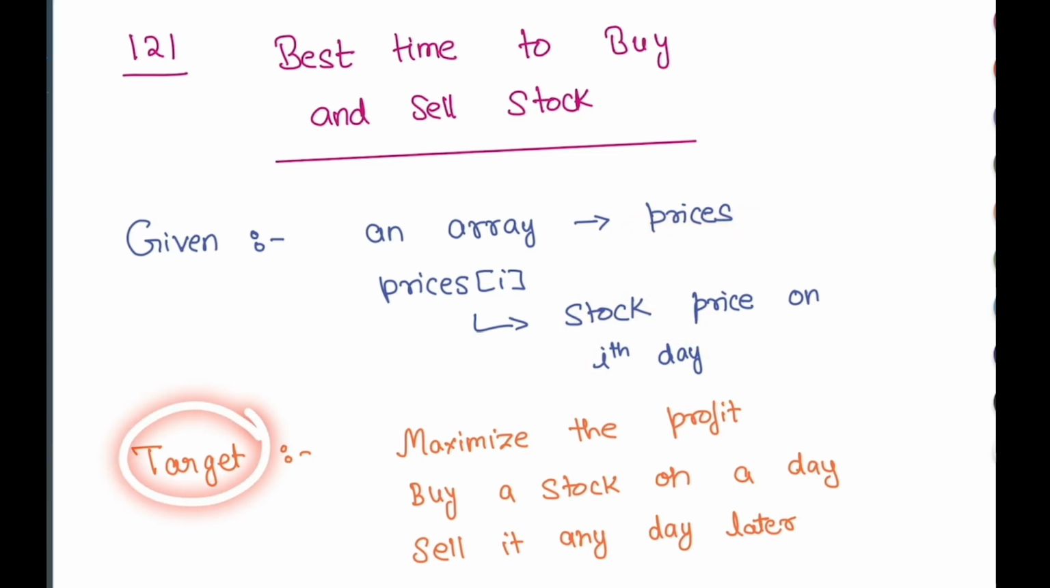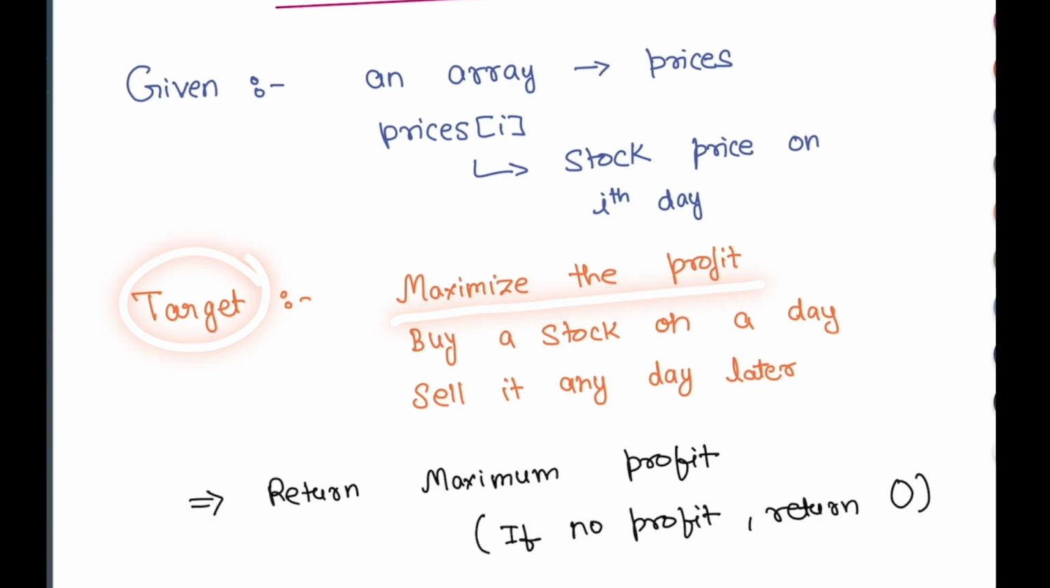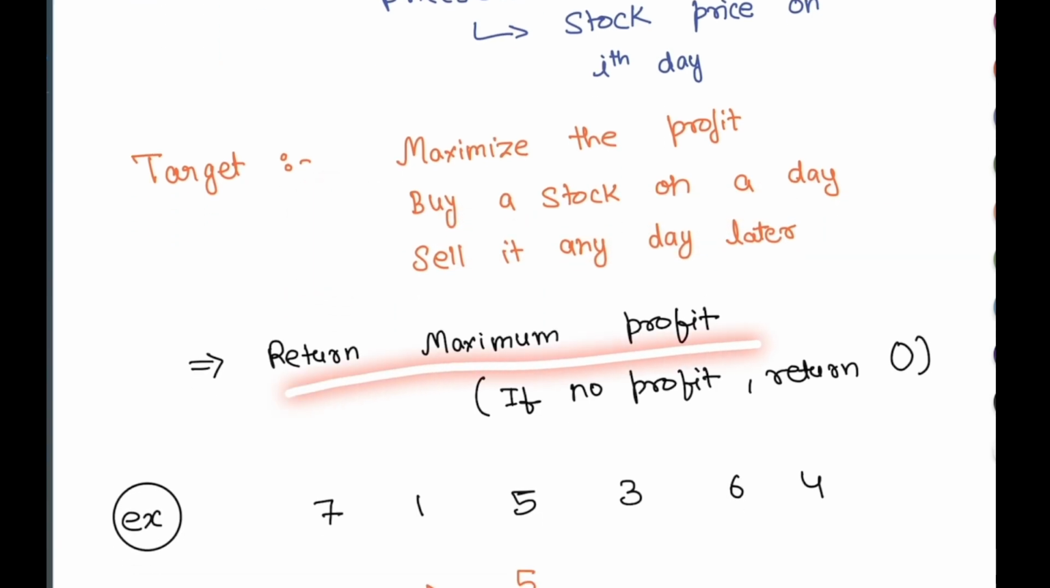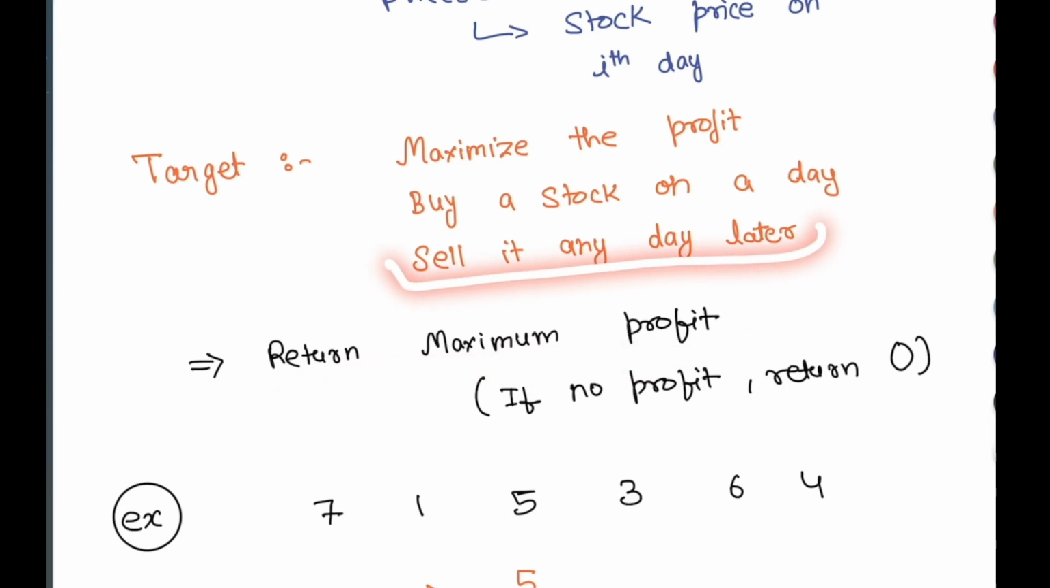Our target is to maximize the profit. We need to buy a stock on any day and then we need to sell it on any later day. We just need to do this transaction one time and we need to return the maximum profit which is possible with this transaction. You can only sell a stock after you have bought it, right?